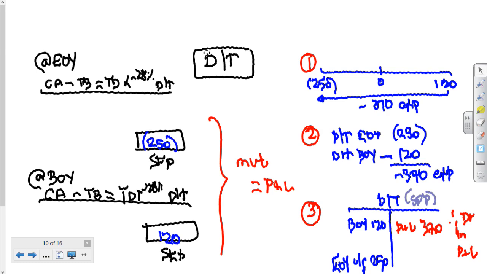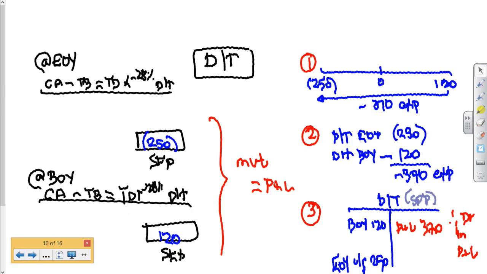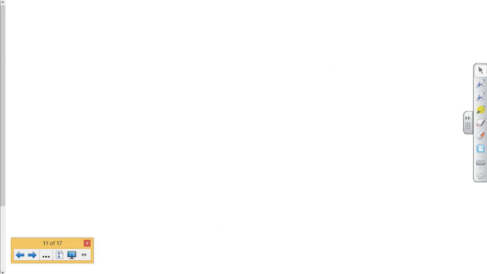Yeah? All right, there's just one more thing I need to show you with movement and with deferred tax before we look at this assignment. Okay, and what that is, a rate change. What happens when there's a rate change? And in fact, there's a rate change in our assignment, isn't there? I seem to recall a rate change in the assignment.